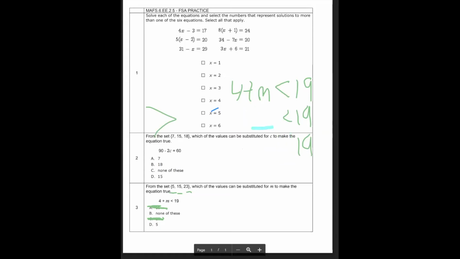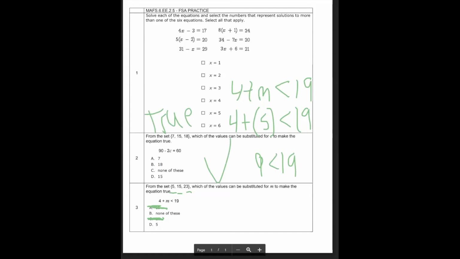So let's plug that in and see what we get. Good. I'm happy someone got it. So when you plug in 5 over here, can someone tell me what you get as your answer on the left side? 9. And is that less than 19? Yes, it's true. So which of the following can be substituted to make the equation true? Well, since that's the only one that's true, everything else is false. Our answer is D. So that's really how you do it.